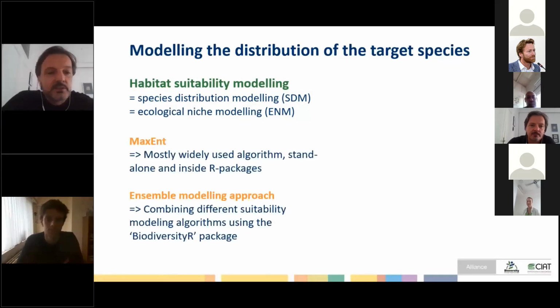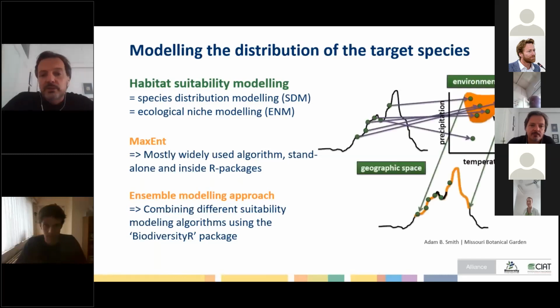The best practices are, on one hand, there is a software or an algorithm called MaxEnt, maximum entropy modeling. It's at the moment the most widely used single algorithm, available as standalone Java application and also inside different R packages. And on the other hand, the more recent ensemble modeling approach, which is combining different algorithms for suitability modeling, also available in different R packages. And we wanted to mention here the biodiversity R package, developed by a colleague of ours from the CGIAR, from ICRAF.